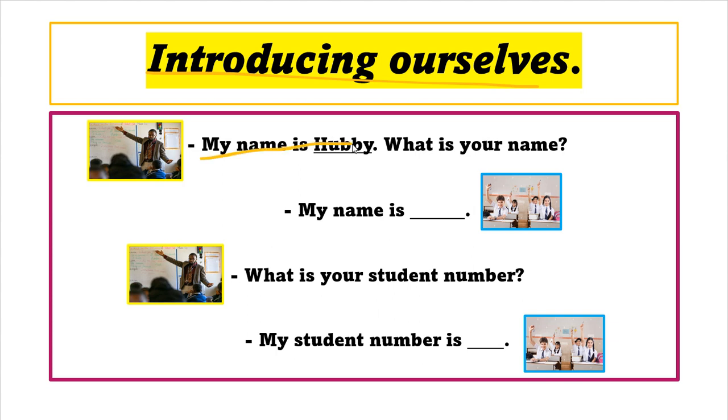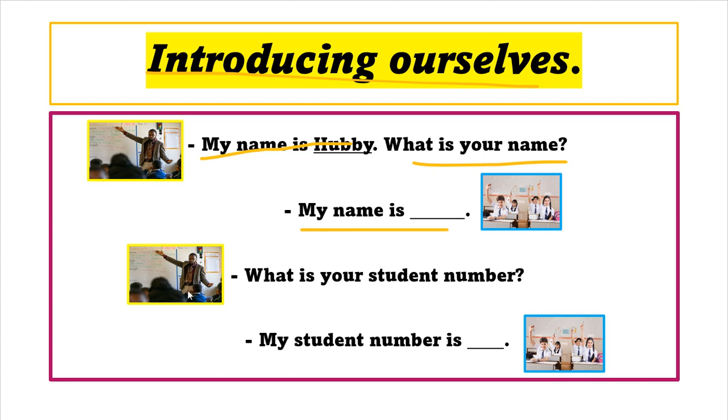Okay, my name is Habi. Okay, what is your name? Okay, my name is Natapom. My name is Orawansa. My name is Nadia. Okay. My name is what? Pontip. My name is Orawansa. Okay.